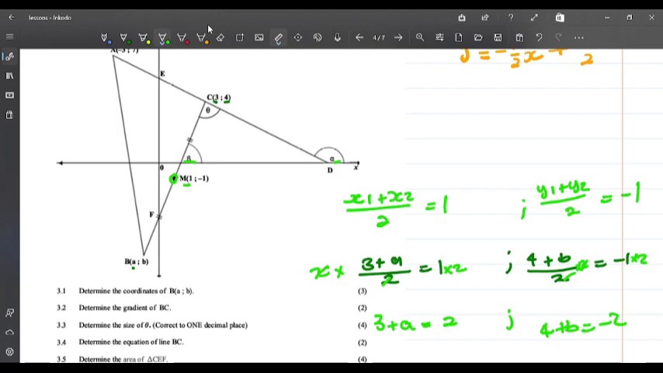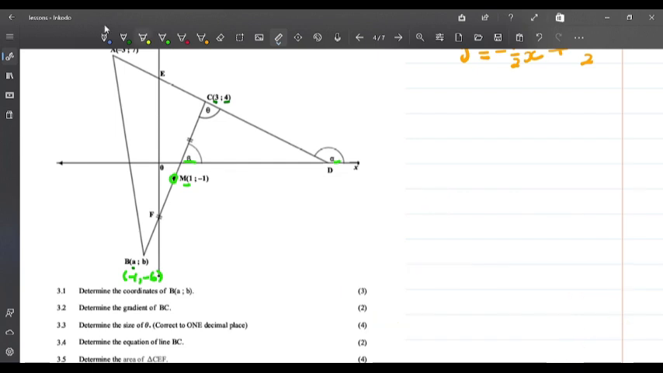And to find a, I'm simply going to take the 3 to the other side. Similarly, to find b, I'm going to take the 4 to the other side. So a would be equal to 2 minus 3, which is negative 1. And what about my b? My b is going to be equal to negative 2 minus 4, you're going to get minus 6. So my coordinates at B are negative 1 as well as negative 6. Let me erase here so that we could do the other questions as well.